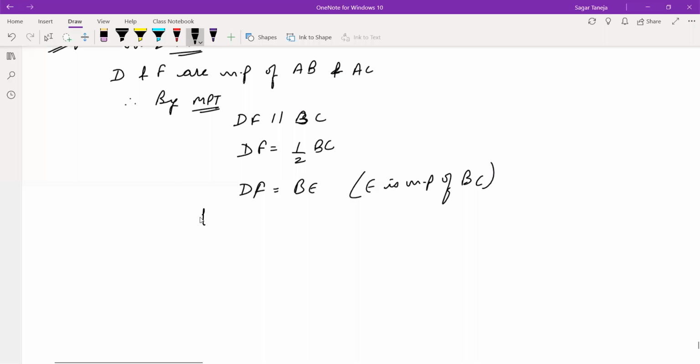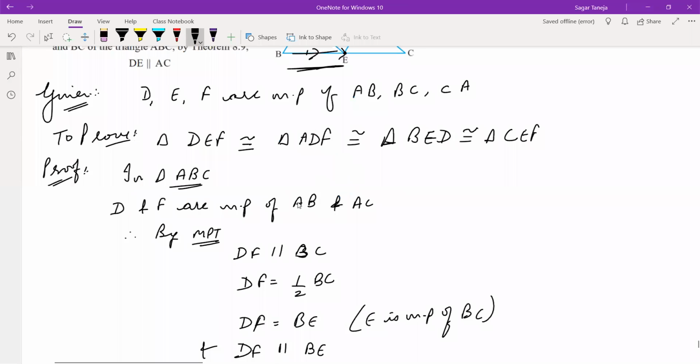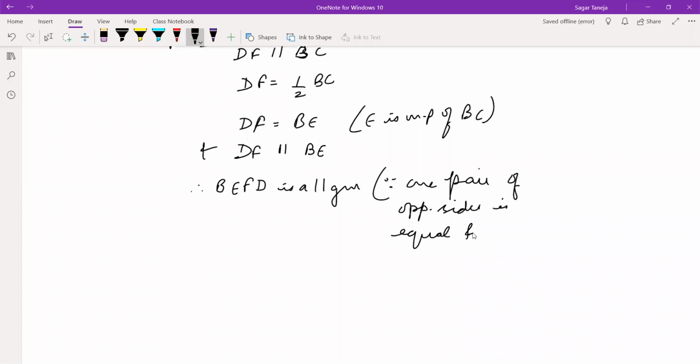With this we can write that DF is parallel to BC, so DF is parallel to BE also because BE is part of BC. If one pair of opposite sides is equal and parallel, then it is a parallelogram. In this way, BEFD is a parallelogram, since one pair of opposite sides is equal and parallel.